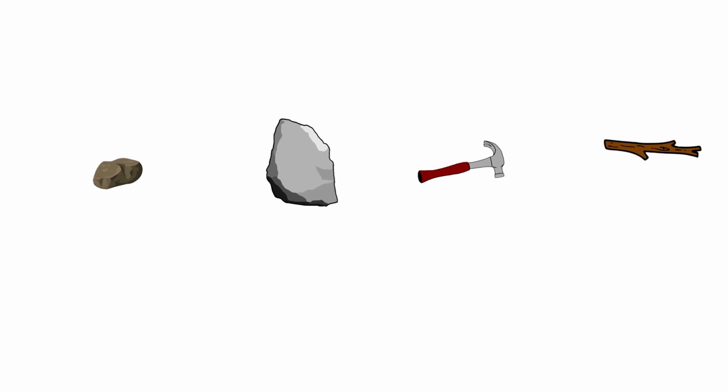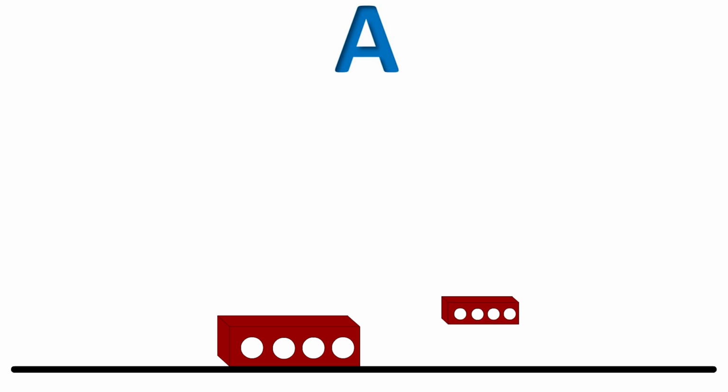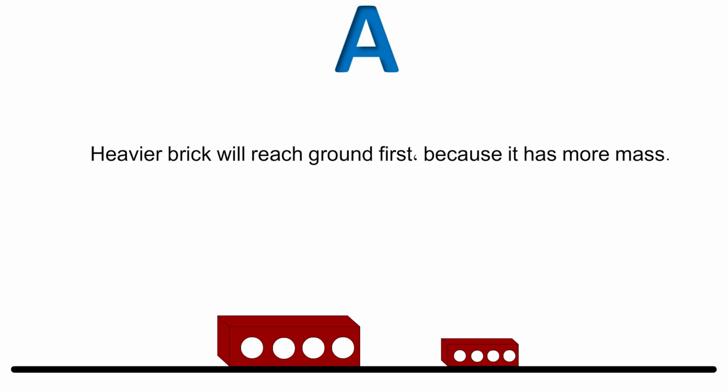Galileo thought about objects with different masses falling at different rates. He imagined 2 bricks of different masses. Then he put forward 3 possibilities for the falling objects. First, if the 2 bricks are released from the same height at the same time, then the heavier brick will reach the ground first because it has more mass.